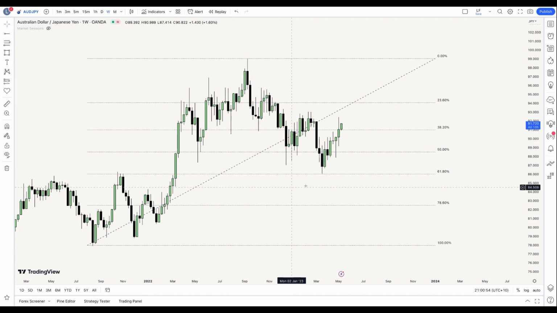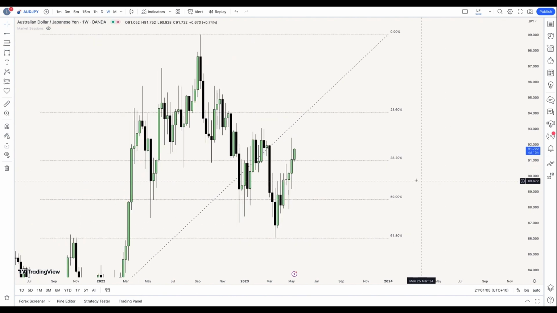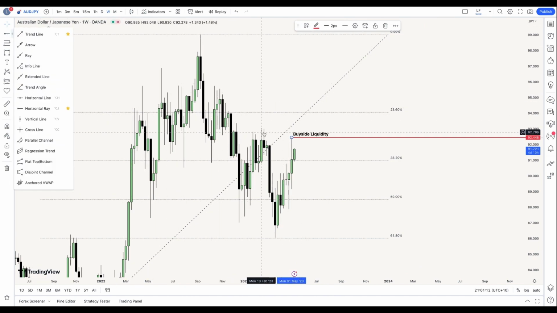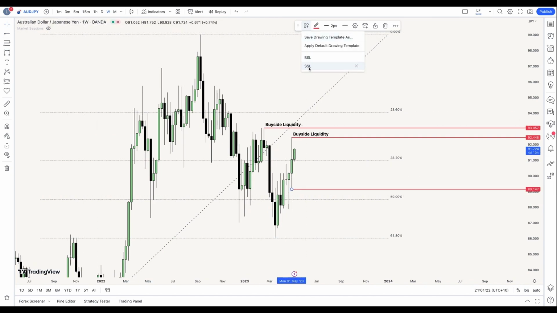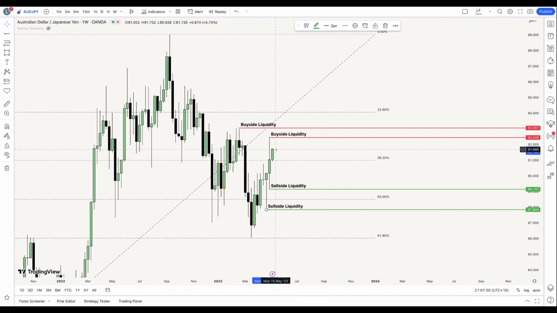So anyway, on the weekly time frame, we can see price is going up. So we want to take part in that uptrend. So as we can see here, where's buy side liquidity? We can see buy side liquidity resting here and here as well, potentially. And we can see our sell side here and here.